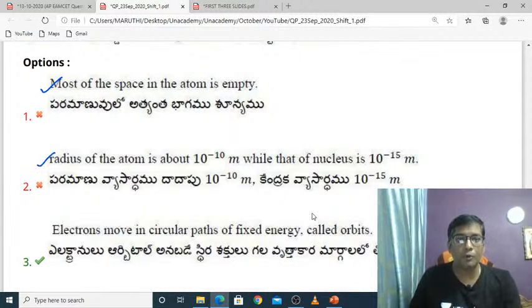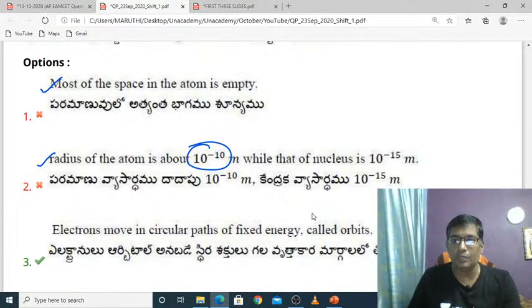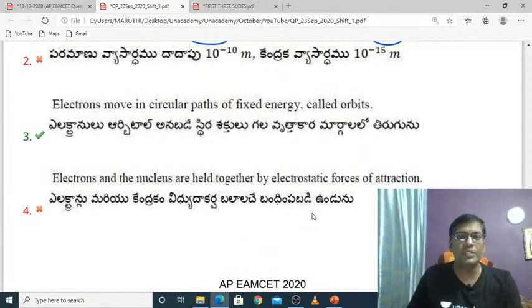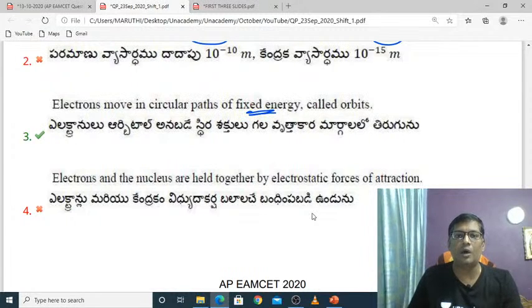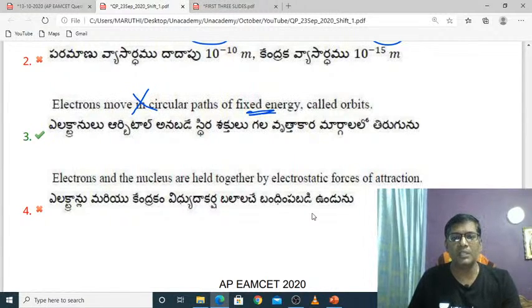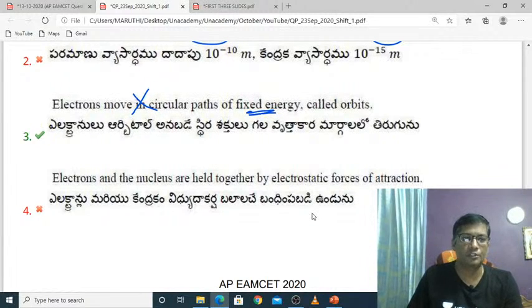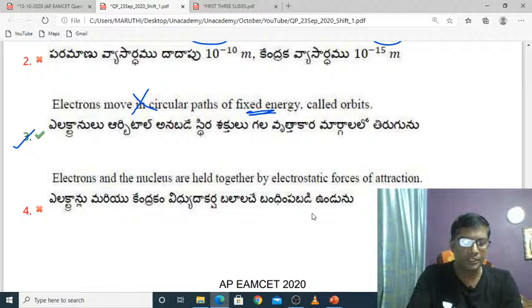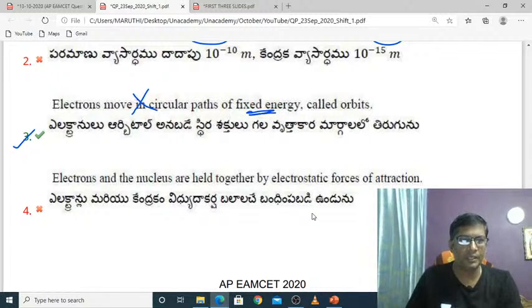Radius of the atom is about 10 power minus 10 meters, while the nucleus is 10 power minus 15. Yes, it is also correct. Electrons move in circular paths of fixed energy called orbits. No, it is not derived from Rutherford's atomic model. But electrons and nucleus are held together by electrostatic force of attraction. So the answer is 3. Obviously, it is correct. Good, very good. Coming to the next question.